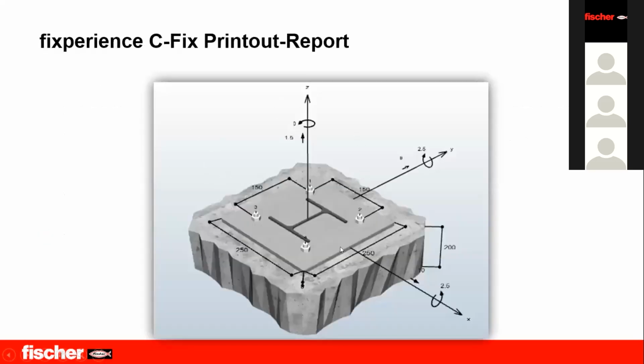Now, if we have this example, we have this base plate with the load acting from the structure itself. This is the reaction coming to the base plate. We have tension 1.5 kilonewton, we have this moment 2.5, we have this moment 2.5. Now the question is, the consultant needs to check if this anchor can hold the load or not.